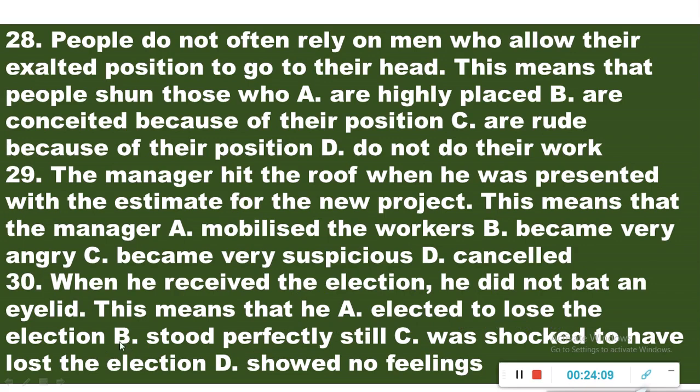That's not the option. B, stood perfectly still. Certainly not. C, was shocked to have lost the election. No. D, showed no feelings. That's the appropriate option. When you do not bat an eyelid, it means you don't show any feeling. You don't show any emotion, whether the emotion of surprise or anything. You are just not bothered by it. You are unruffled. All right.